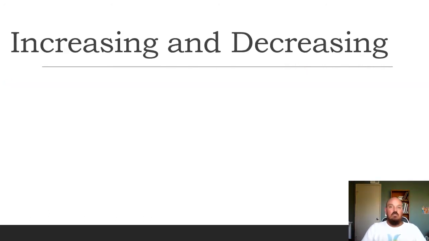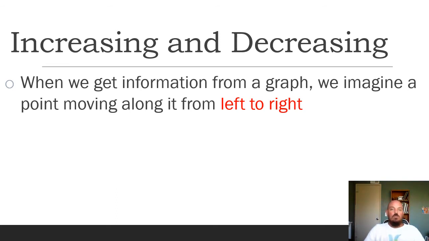Okay, our second topic for this section, our second two vocabulary words that go together, are increasing and decreasing. Whenever you're talking about a graph, when you're getting information from a graph, always imagine a point moving along it from left to right, like I just did with that football question. The football started going up, up, up, and then down, down, down. I imagined it was actually the football moving across the graph.